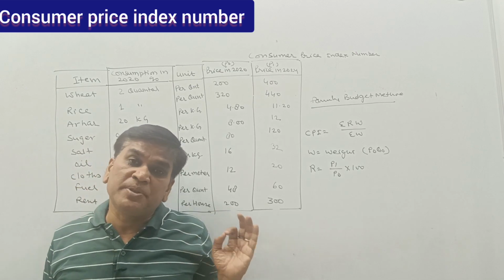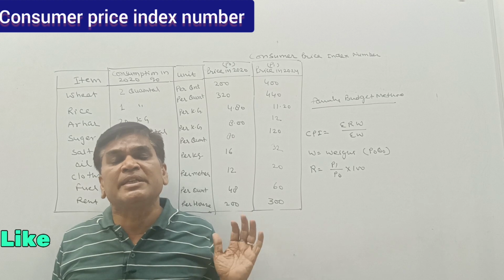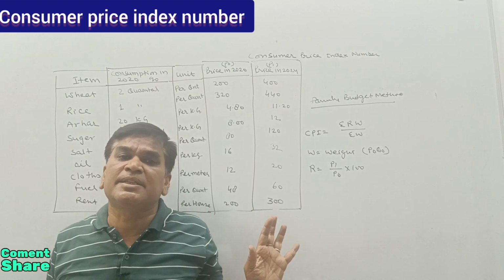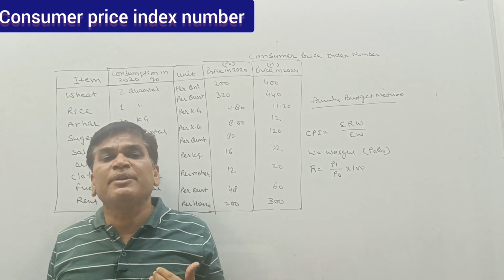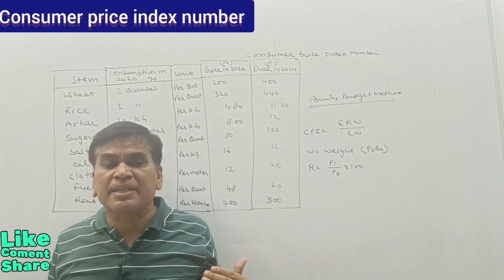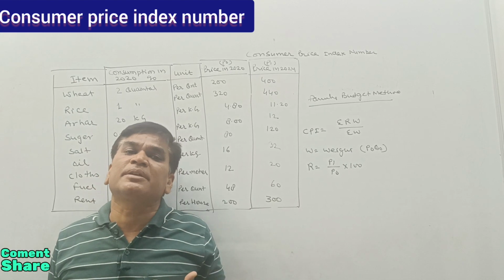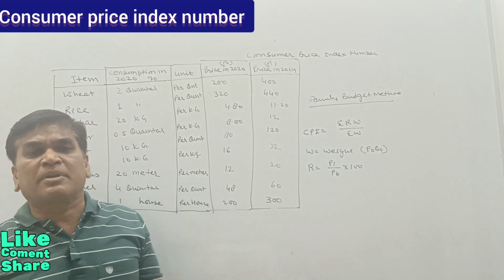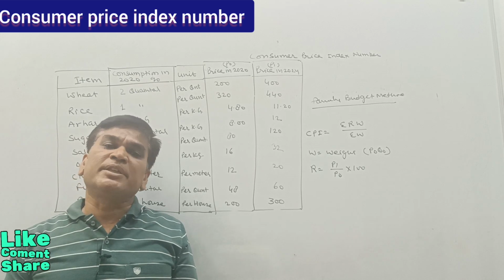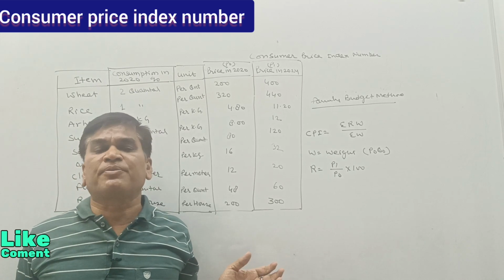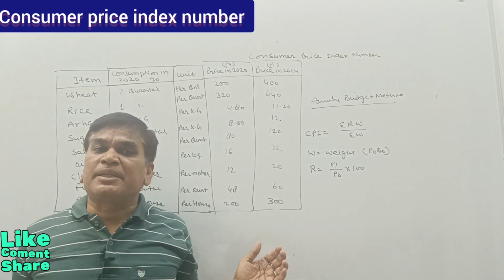Whether you use the aggregate expenditure method or the family budget method, the result will be the same. Both methods are different, but the result will be the same. So you are free to use any of the methods to calculate the consumer price index, and the result will be the same.